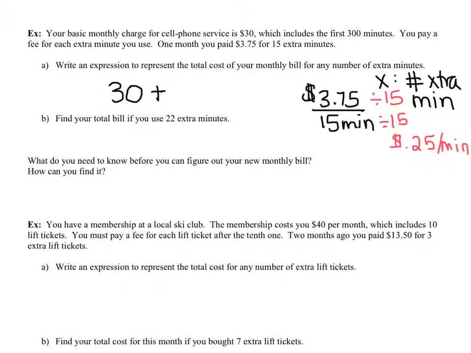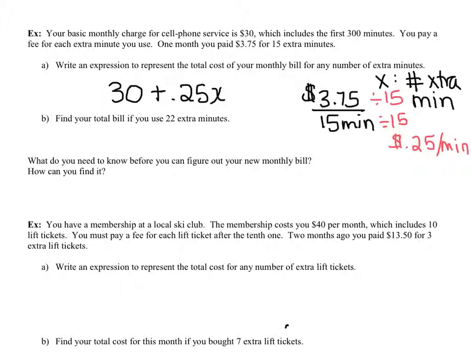If we go back to our original expression, where we know it's $30 plus, since it's 25 cents per extra minute and x is the number of extra minutes, we multiply however many extra minutes we use by the cost, which is 25 cents, add 30, and that's our expression.